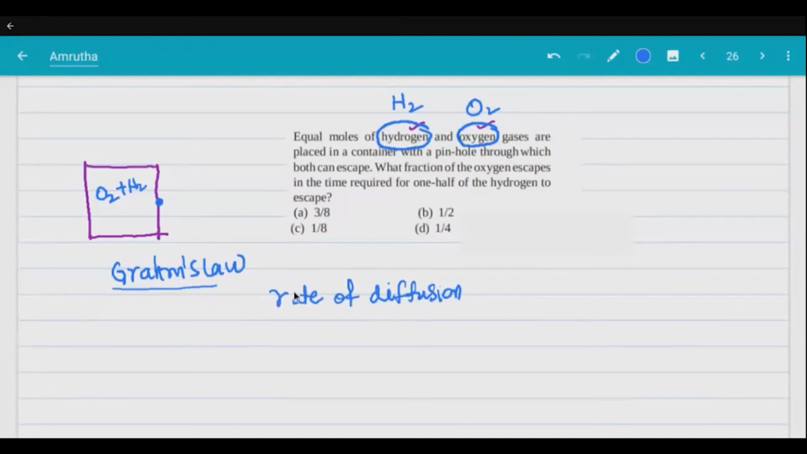Diffusion means spontaneous mixing of gases at constant temperature. Suppose in the kitchen a mother is preparing chicken, that smell will reach the hall, the bedroom, everywhere. So that is what? Diffusion. It is spontaneous mixing of gases.